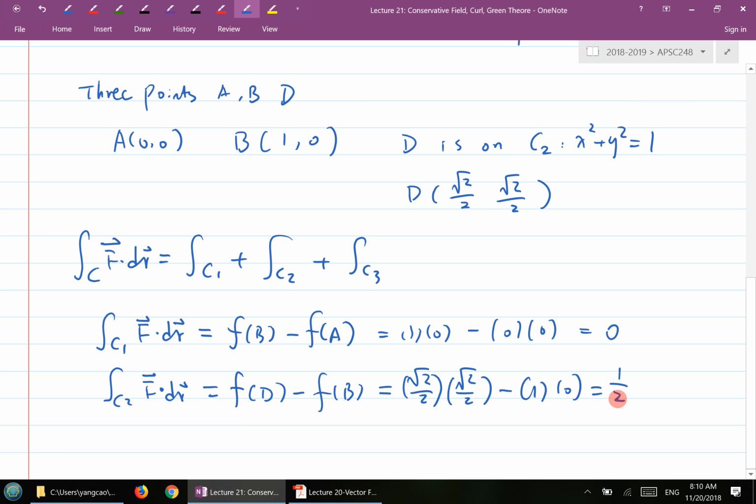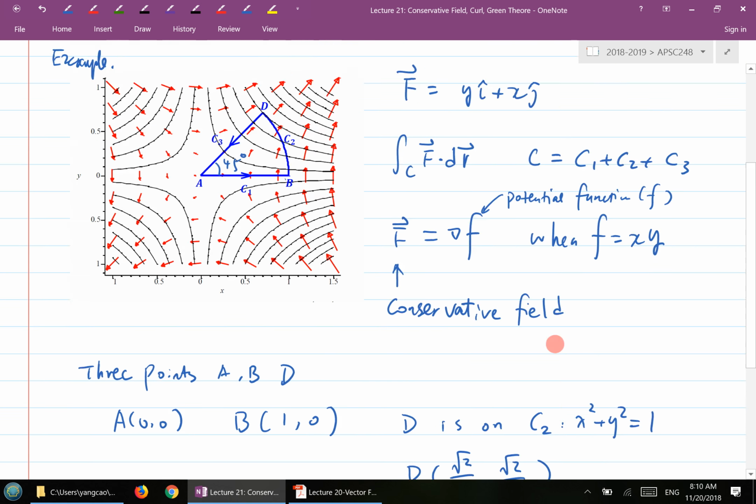Before I finish the 3 segments, what do you think this total line integral value will be? 0, right? Because it's a circle, so it comes back to itself. Yes.